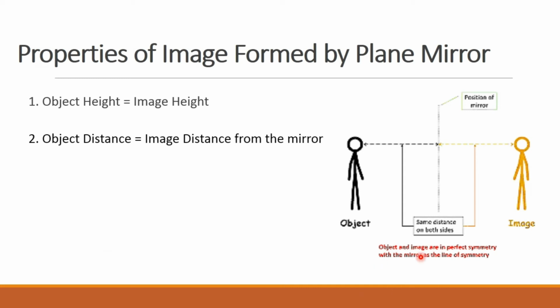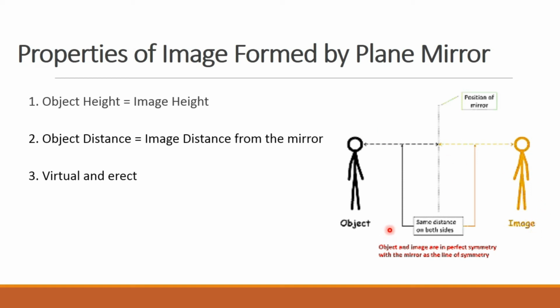Second is object distance is equal to image distance from the mirror. Suppose I am taking the distance between the mirror and object as 5 centimeter. So what will be the distance between image and plane mirror? That will also be 5 centimeter. But if I ask a question, what is the distance between object and the image? That will be total what? That will be 10 centimeter.